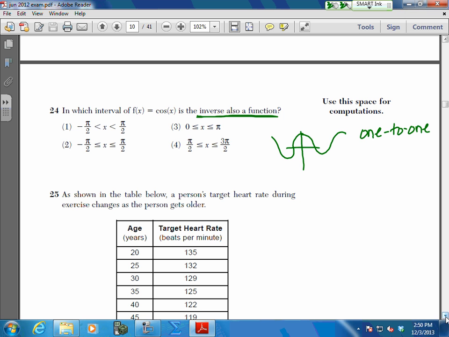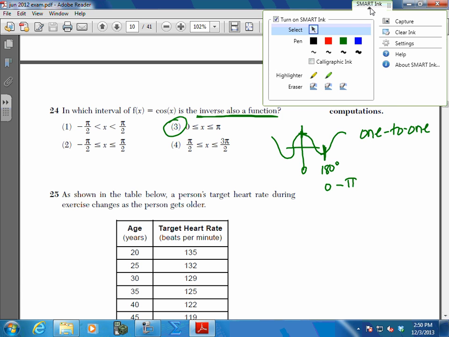So if you remember, we restricted your cosine to where it turns. We cut it off here, and it turned, we cut it off here. So from 0 to 180 degrees. So from 0 to pi is your restricted domain for your cosine.